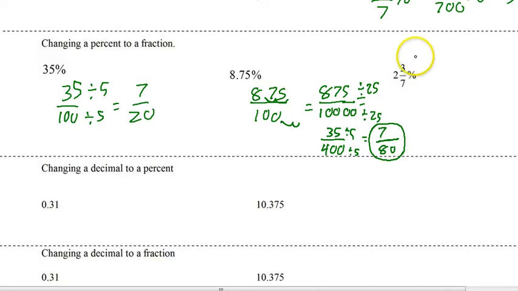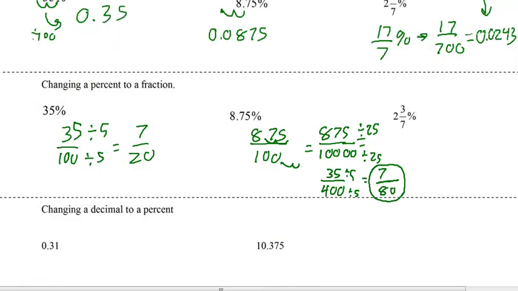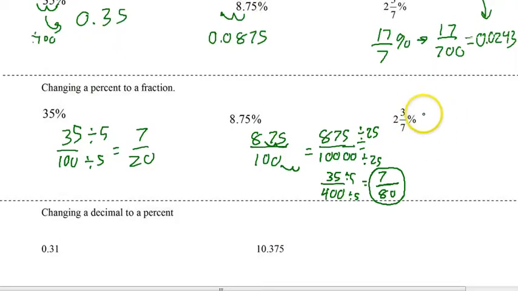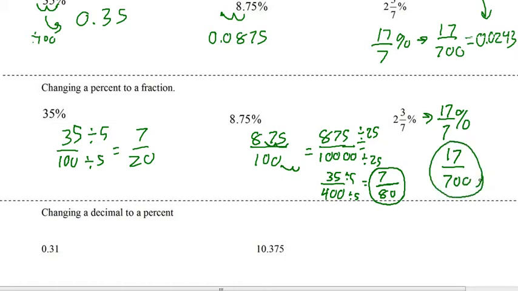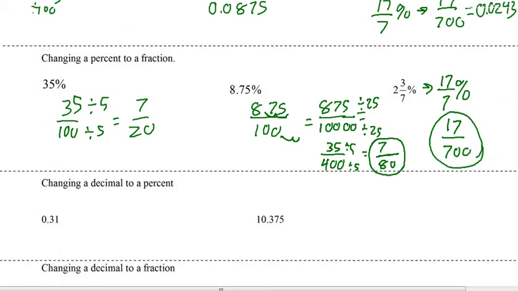Alright, what if you already have a fraction? Well, we've already done this. It's right above. So what you do is you change it to an improper fraction inside of that percent, and then you just take and you add 2 zeros to the bottom. And there it is. So that's how you change percents to fractions.